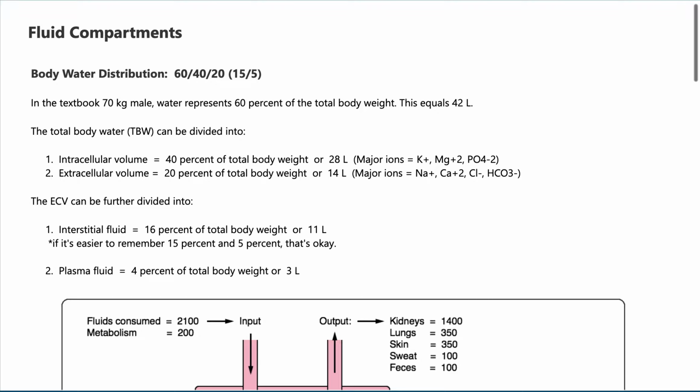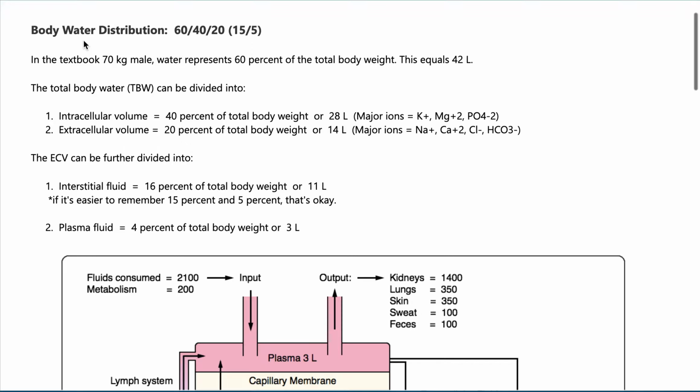The following will be a discussion on fluid compartments, starting with body water distribution. Remember the 60-40-20 rule. In the textbook 70 kilogram male, water represents 60% of the total body weight, and this equals about 42 liters. The total body water can be divided into intracellular and extracellular volume. The intracellular volume, or ICF, represents 40% of the total body weight, or about 28 liters.